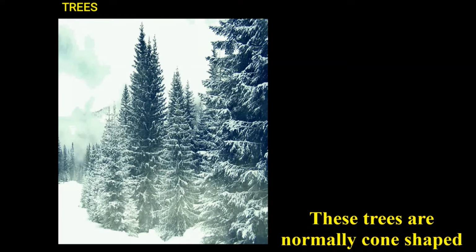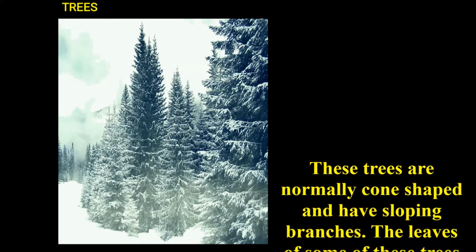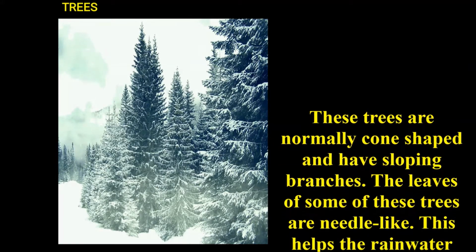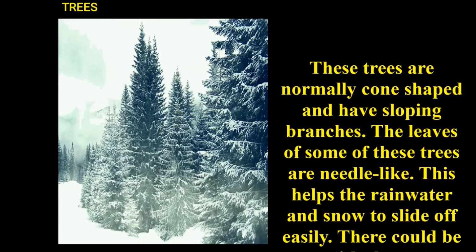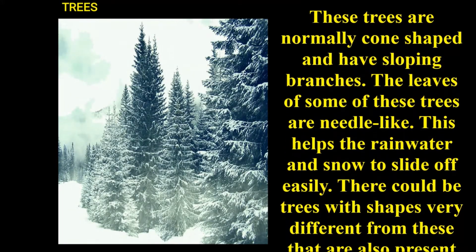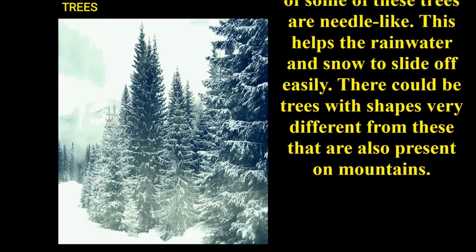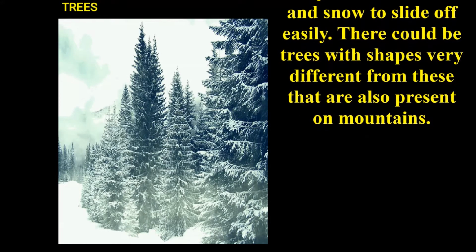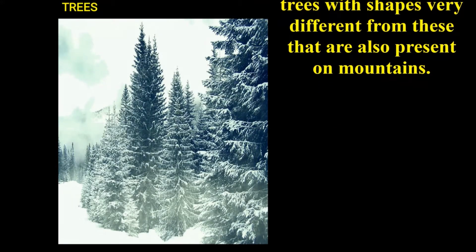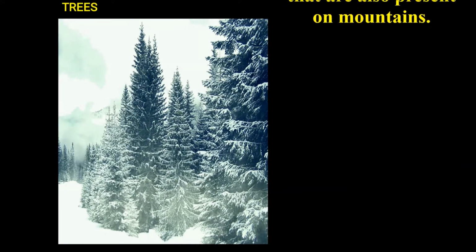These trees normally look cone shaped and they have sloping branches. The leaves of these trees look like needles and this helps the rainwater and snow to slide off easily. There could be trees with shapes very different from these that are also present in mountain regions.